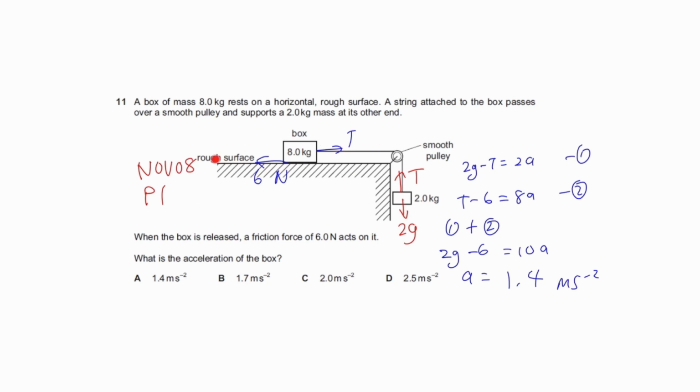So for this system, you'll get T minus 6 equals 8a. Now, even though they're moving in different directions, one to the right, one downwards, their acceleration should be the same, magnitude-wise. So I will do a separate equation for here, and also a separate equation for here. The magnitude will be the same, so I can solve simultaneously. When I add equation 1 and equation 2, the negative T plus T will cancel. You get 2g minus 6, and then you get 10a, and you will get the acceleration.